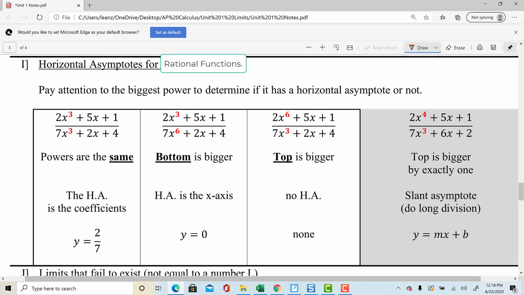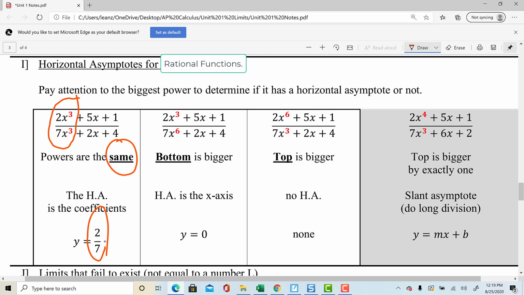Okay, now we're going to look at horizontal asymptotes for rational functions. Here it says pay attention to the biggest power to determine if it has a horizontal asymptote or not. In the first example, the biggest power is the same. So when your biggest power is the same, you just take the coefficients. So in this case, it'd be 2 over 7. Y equals 2 over 7 is just a horizontal line, and that would be your horizontal asymptote.